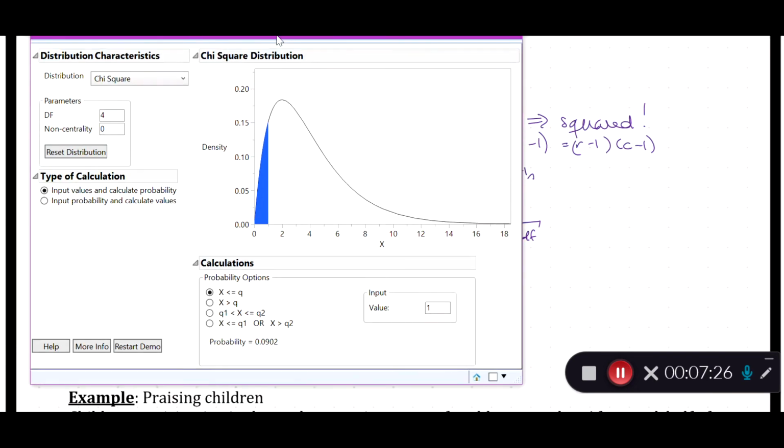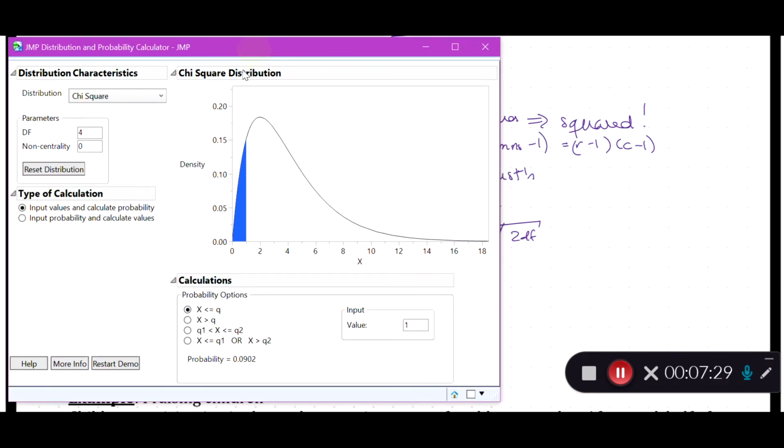So here I have the JMP distribution calculator. This is the chi-square. We can see that JMP calls it the chi-square, but we know it's the chi-squared distribution. Here it starts off with a default of 4 degrees of freedom, and that means that the mean is 4. So on average for this distribution, we would expect to get a chi-squared statistic of 4, and that would be this value right here. The standard deviation is the square root of 2 times 4, or the square root of 8, and that's summarizing the approximate spread of this distribution.